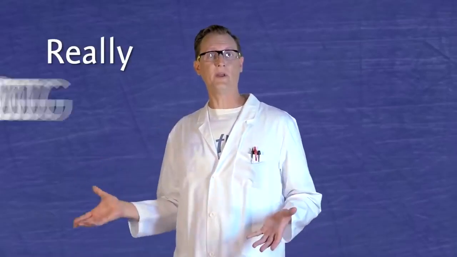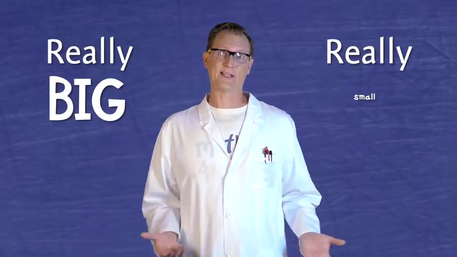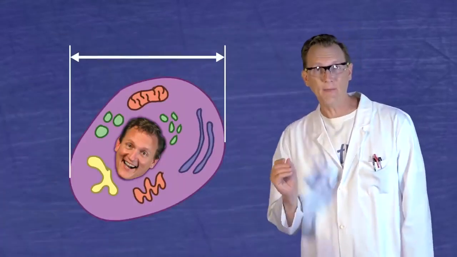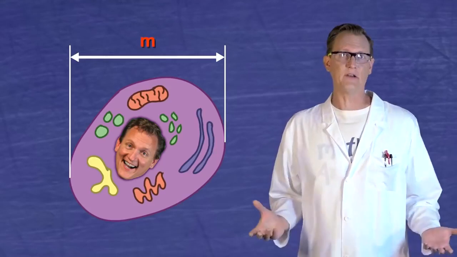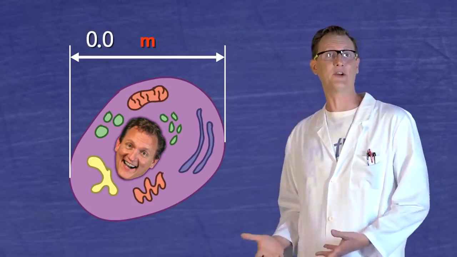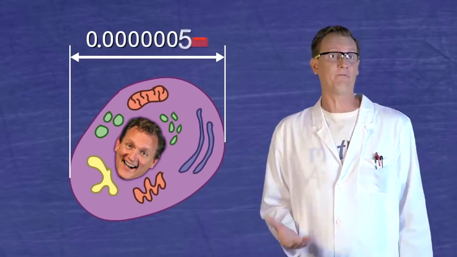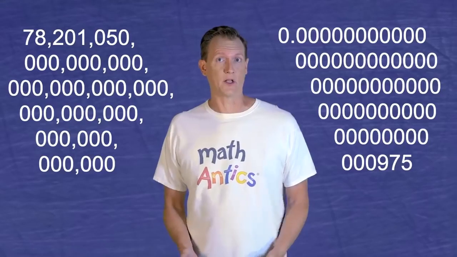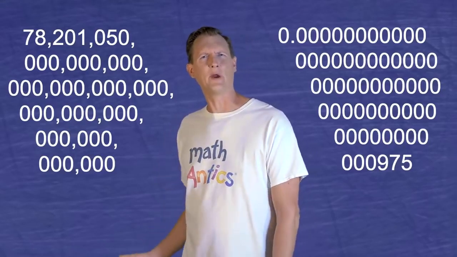Numbers can be really big or really small, right? Like, if you wanted to count up all of the cells that make up your body, it would be a really big number. Something like 35 trillion cells. But if you wanted to measure the diameter of one of those cells using meters, you'd get a really small number. Something like 0.0000005 meters. Not only are really big or small numbers a lot of work to write down because of all the zeros, they're hard to quickly evaluate and compare.